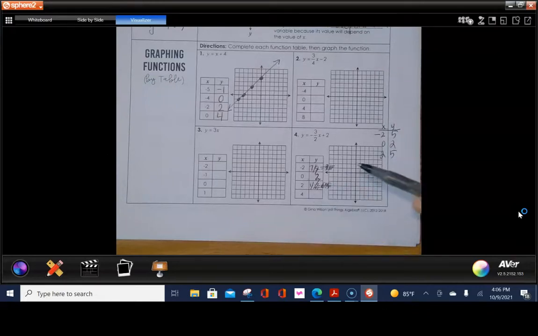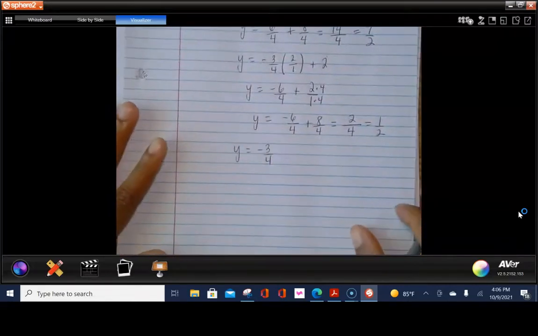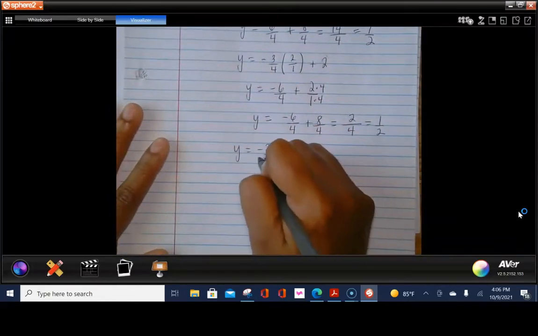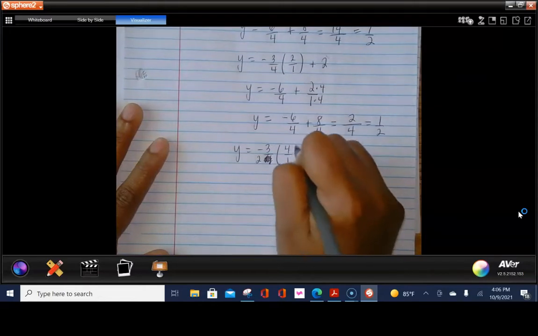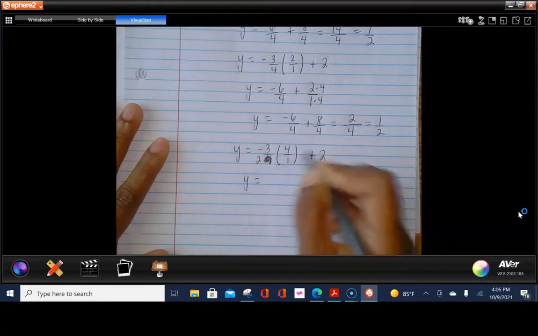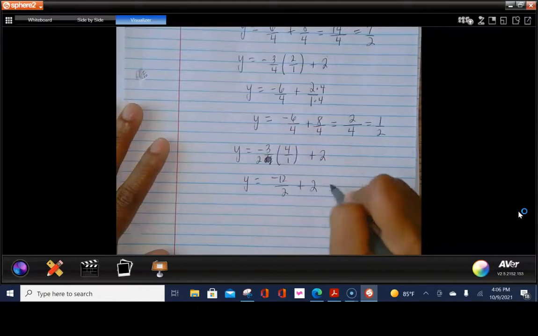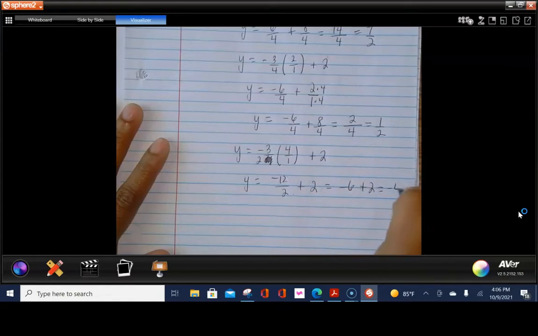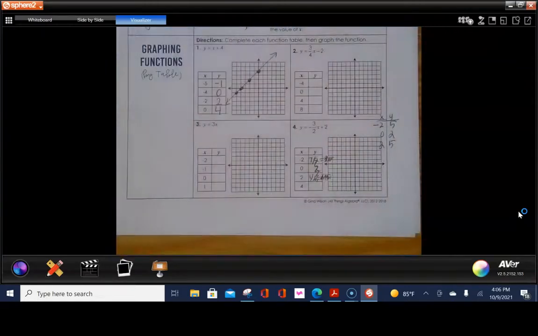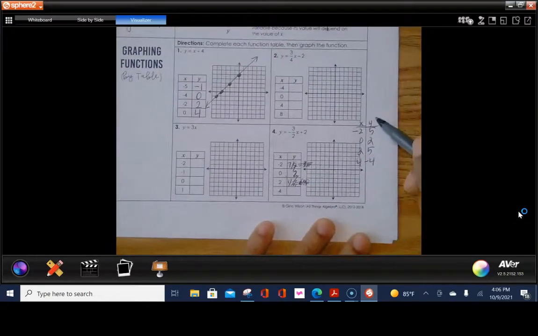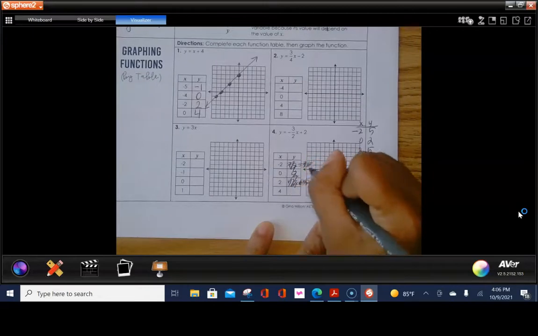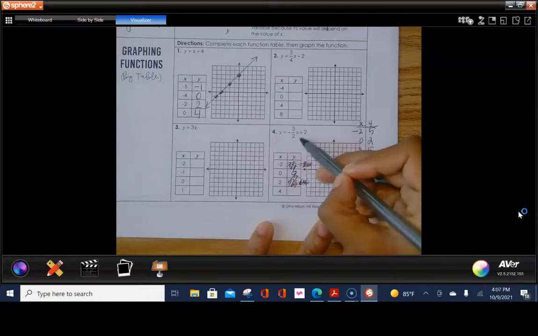And then when I plug in 4, let me do that one for you. Remember, this is supposed to be a 2 here. I'm multiplying by 4 over 1 plus 2. Y equals, this is negative 12 over 2 plus 2. Negative 12 divided by 2 is negative 6. Negative 6 plus 2 is negative 4. So when I plugged in positive 4, I got out negative 4. So this is 4, negative 4. All right, so let's graph this and see what we get. Sorry about that again. I was just using the wrong number in the denominator.